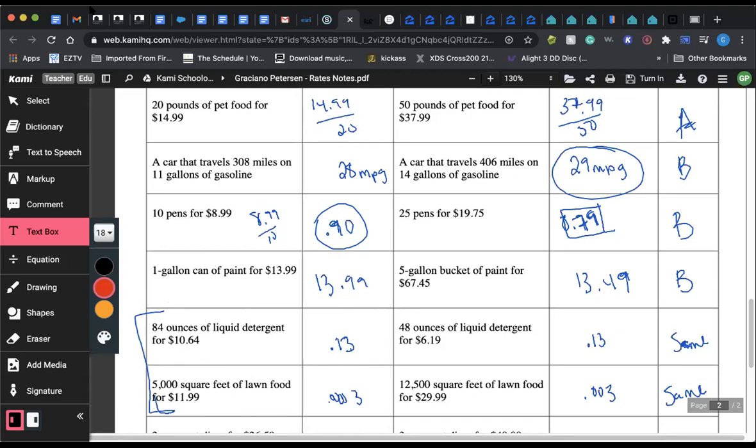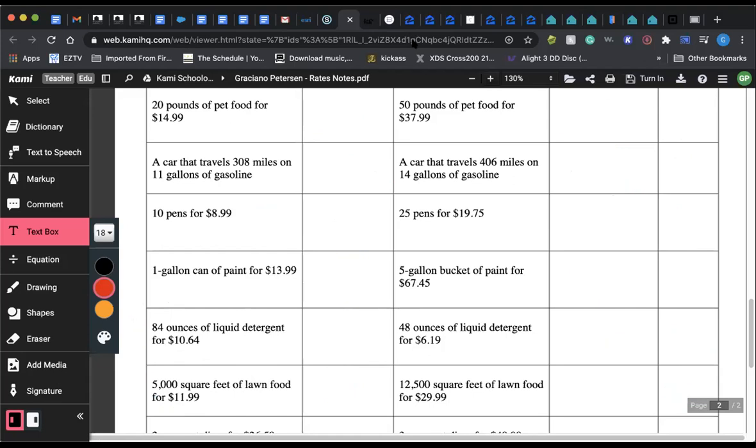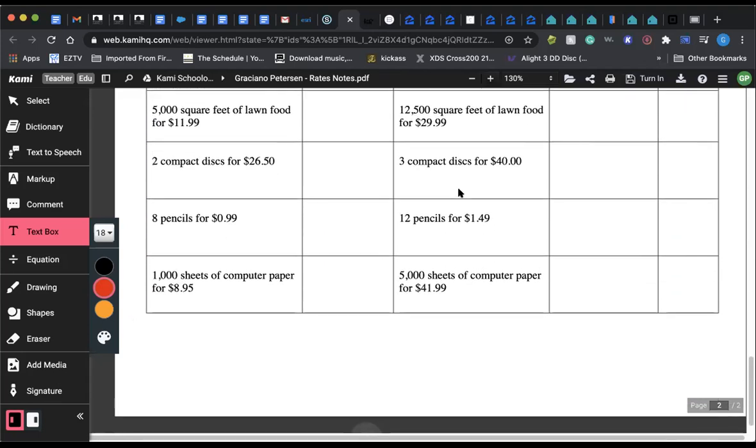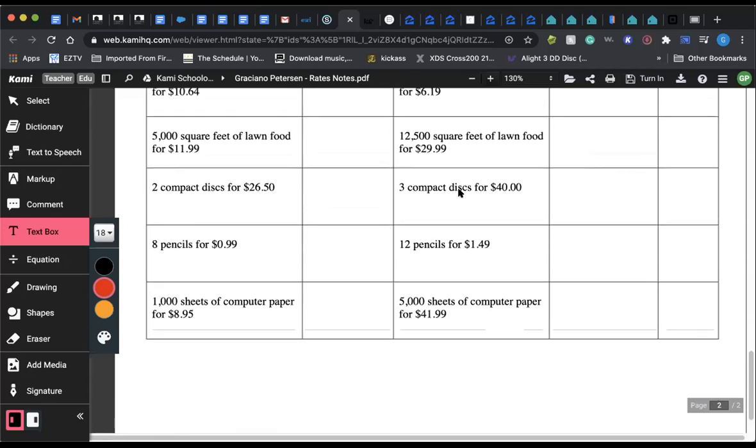All right, let's do these last few to get us out of here on time. Okay, so 2 compact discs for $26.50 and 3 for $40. Which one is the better buy? $13.25, and the other one is 13.